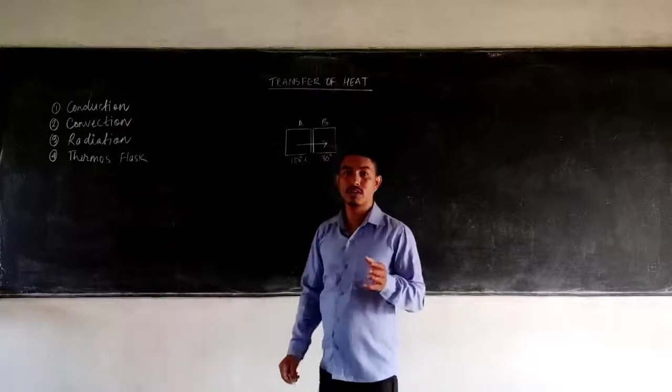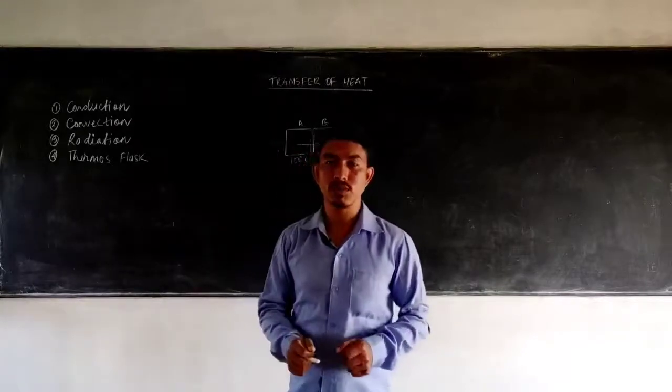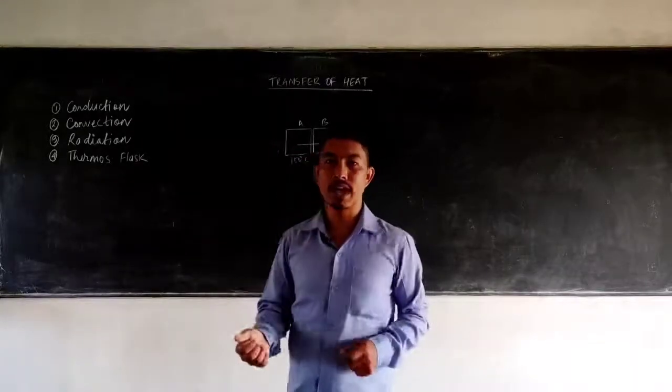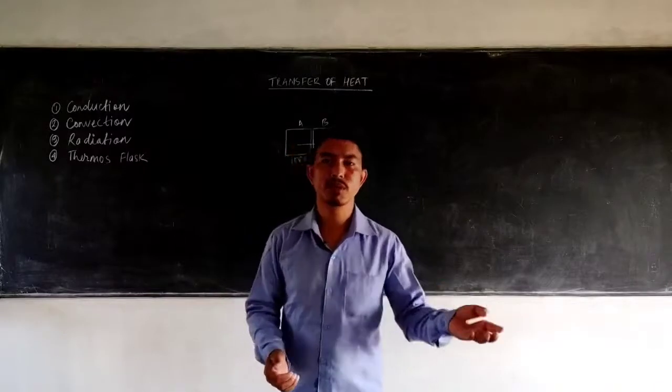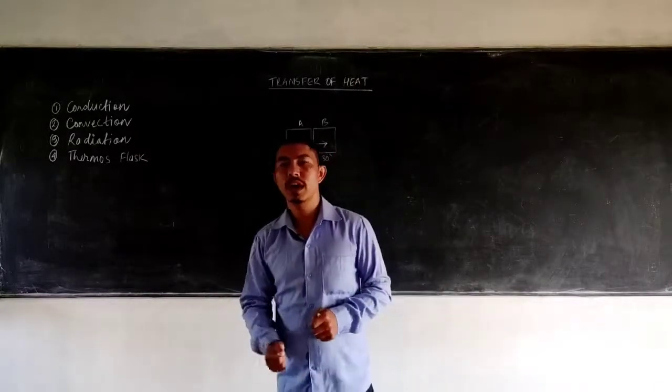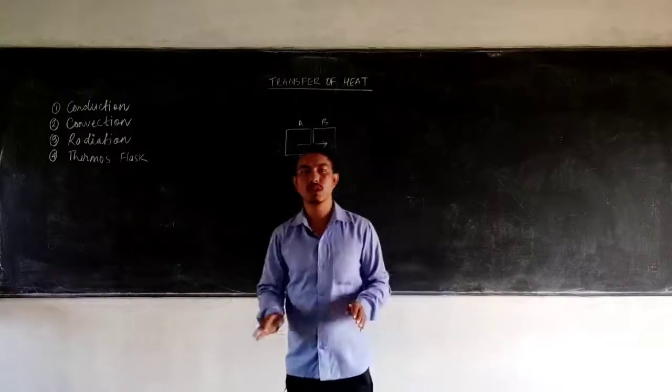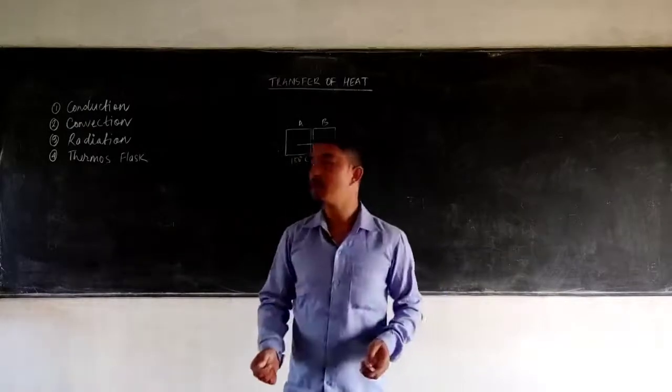Or, whenever you touch hot utensils, what happens? You feel warmth in your hand. That means the heat is getting transferred from the hotter utensils to your hand. So heat always flows when the 2 bodies are in contact with one another.